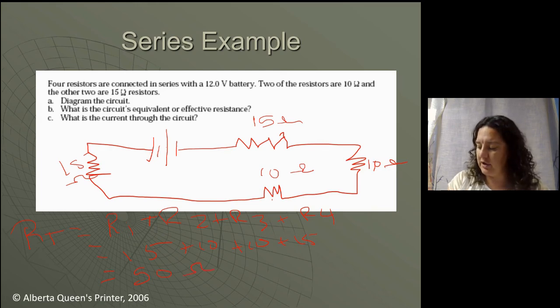Okay, now we want to calculate the current through the circuit. If I look on my formula sheet, current is equal to V over R, which is going to be equal to a total voltage of 12 divided by 50, so 12 volts divided by 50 ohms. And this gives us a total current of 0.24 amps.